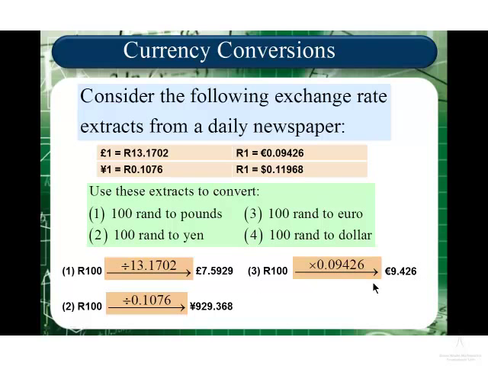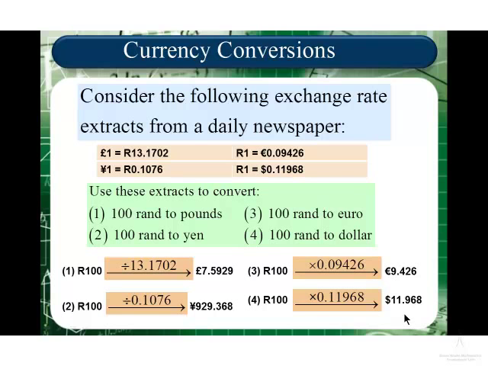That's 100 rand. And in the fourth instance, again, I have the ratio of 1 rand in terms of the American dollar with this particular ratio. So 100 rand clearly will just be 100 times this particular ratio, and this gives me the dollar value of 100 rand, in this case, namely 11.968 US dollars.